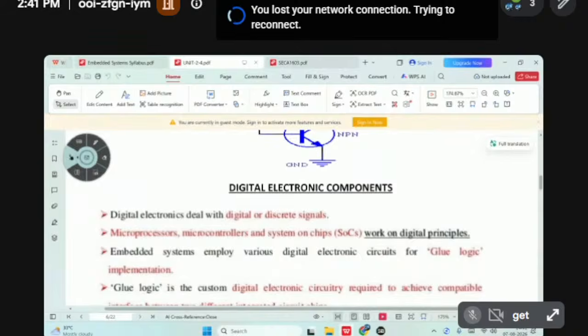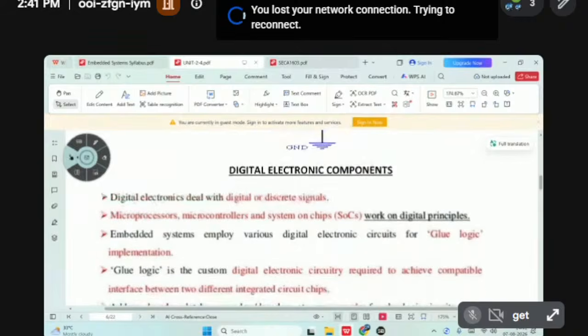Right. Now, until this time, we discussed the concept of analog components. So analog components cover the concept of transistors, diodes, resistors, capacitors.